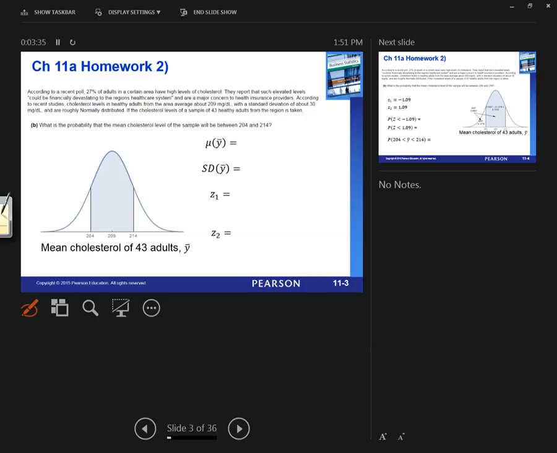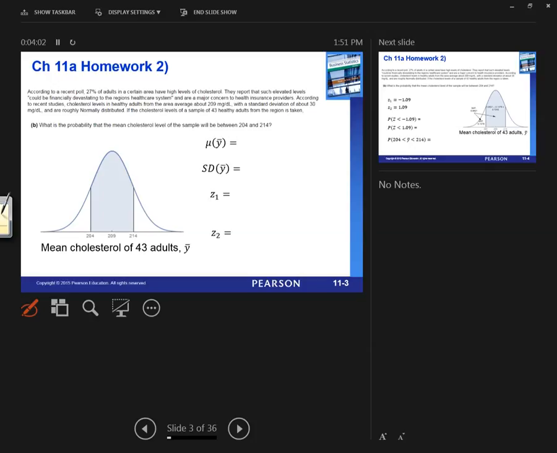Okay, next question. I'm only going to do one of these. It says, according to a recent poll, 27% of adults have high cholesterol. They report that such elevated levels could be financially devastating to the healthcare system. According to recent studies, cholesterol levels in healthy adults from the area averaged 209 milligrams per deciliter.